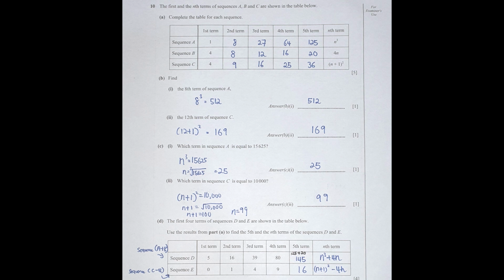Whereby for sequence E, this one will be taking sequence C minus B. So you have n plus 1, bracket squared, minus 4n. So you will take 36 minus 20, and your final result should be 16.